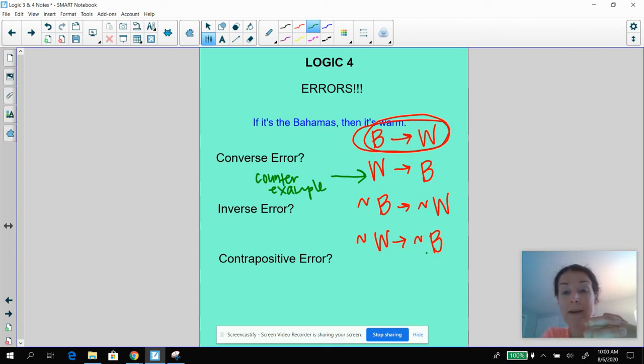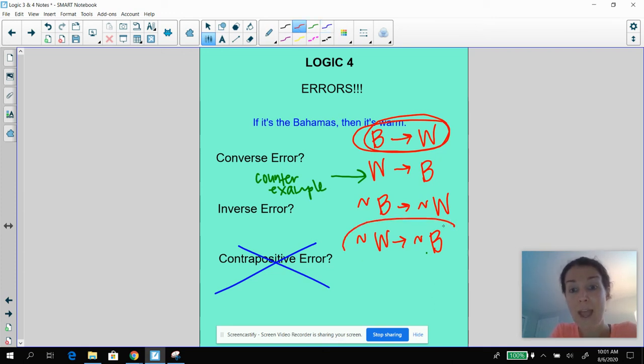And now, what about a contrapositive error? So let's look at the contrapositive. If it's not warm, then it's not the Bahamas. Remember, your initial conditional statement has to be true. So if it's the Bahamas, then it's warm. If I know that's true, then I know if it's not warm, then there's no way it could be the Bahamas. We could be other places, but there's no way I could be in the Bahamas. So there's no such thing ever as a contrapositive error, because remember, both the initial conditional statement and the contrapositive are true. Sorry that I just crossed that out. But remember, the initial conditional statement and the contrapositive will always be true.